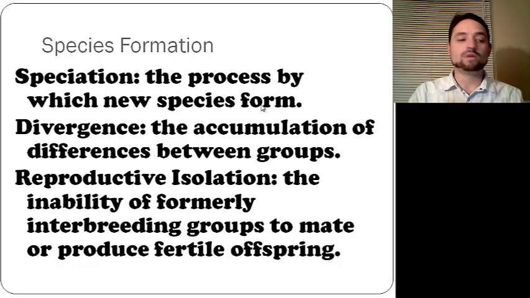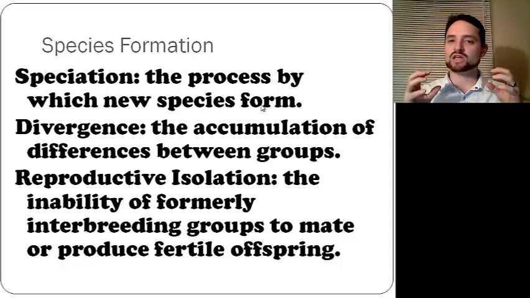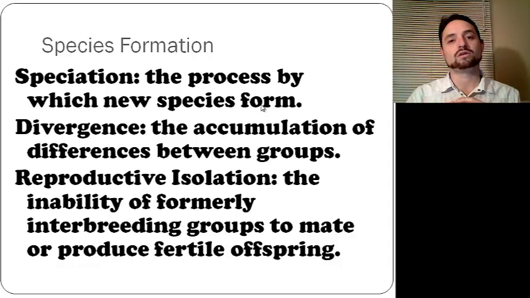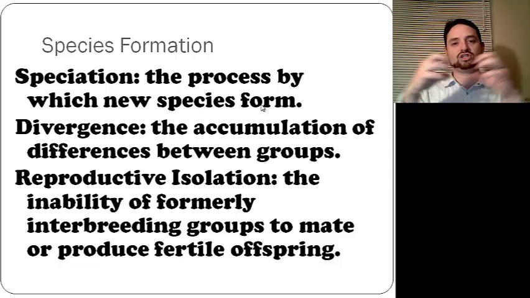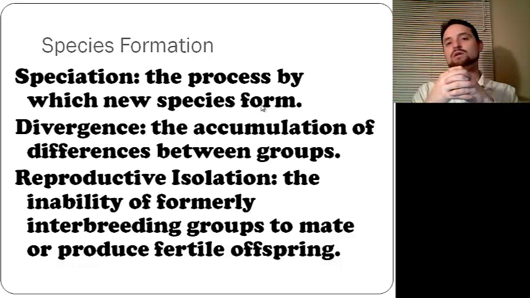Reproductive isolation is the inability of formerly interbreeding groups to mate or produce fertile offspring. So you have something that has kept them away from each other for enough time that now they're no longer able to reproduce with each other. So that reproductive isolation, that shift that's put them at opposite sides, and now even if they come back together, they'll no longer be able to reproduce with each other. That process is called reproductive isolation, and now you have speciation.